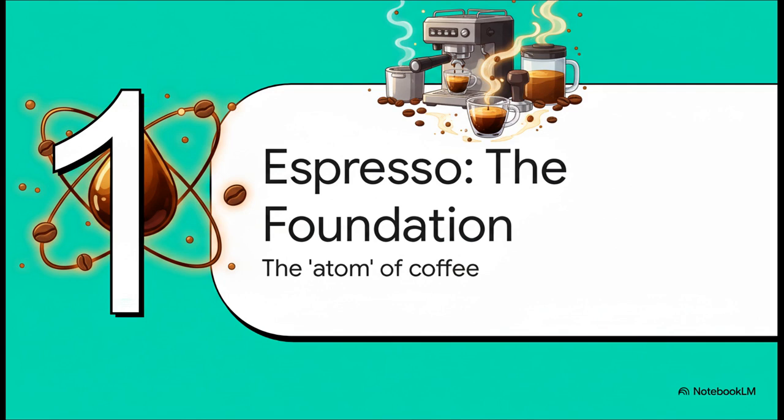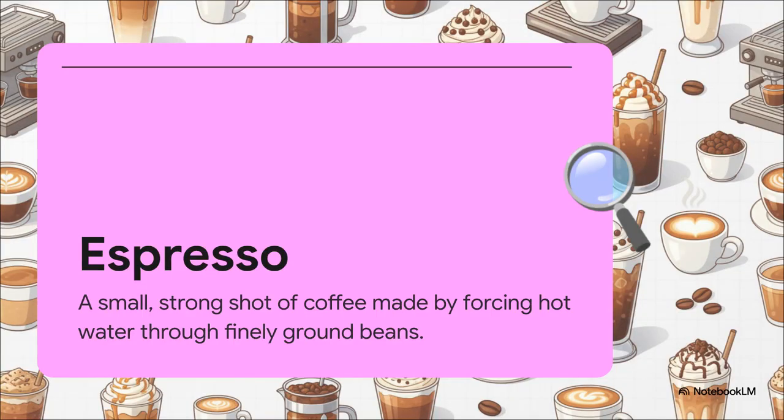You can think of it as the atom. It's the tiny, powerful building block that almost the entire coffee universe is built on. So what is an espresso? Well, it's a small but really powerful shot of coffee. It's made by forcing super hot, high-pressure water through coffee grounds that have been ground really, really fine. What you get is this bold, concentrated, and incredibly flavorful shot that becomes the starting point for almost everything else.